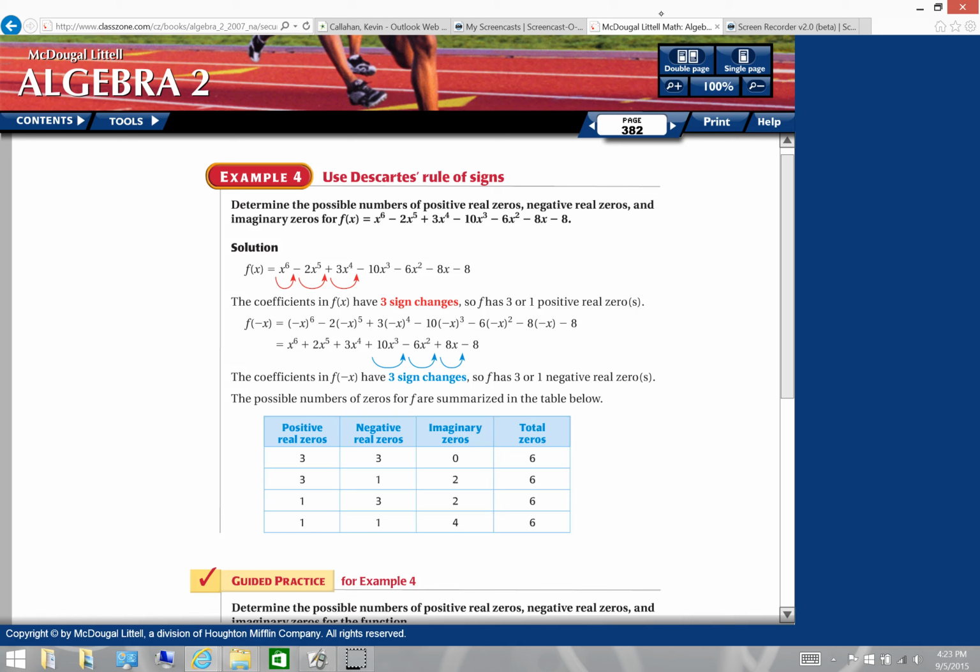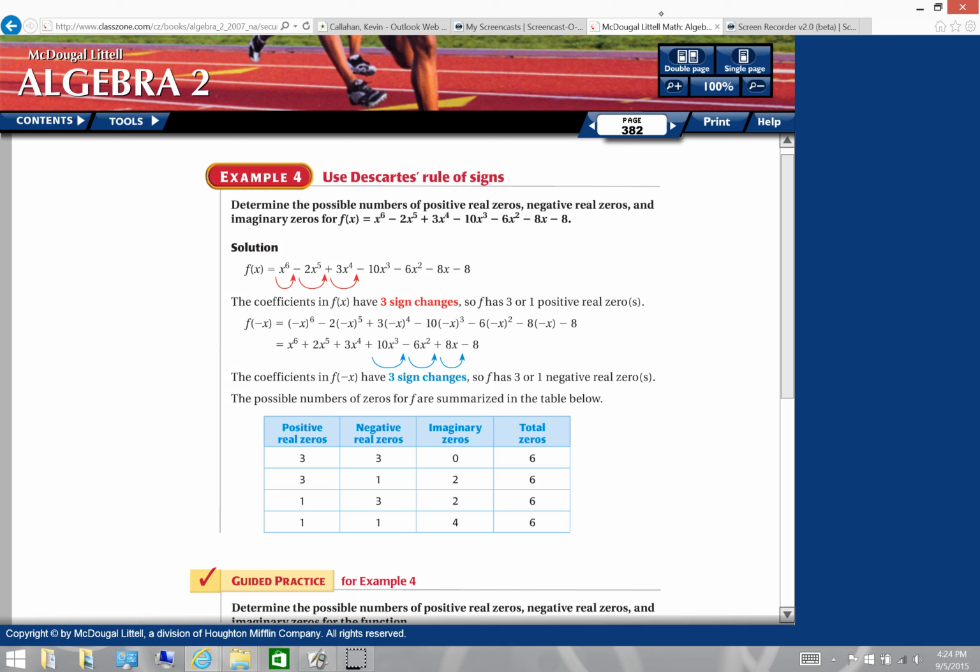Now we know that a certain number of those zeros will be real numbers, and a certain number can be imaginary, because these zeros are called complex numbers, and complex numbers are made up of real numbers and imaginary numbers. So in any case, it's going to add up to 6. What we're being asked is how many real are there, how many imaginary, and how many of the real numbers are positive and how many of the real zeros are negative.